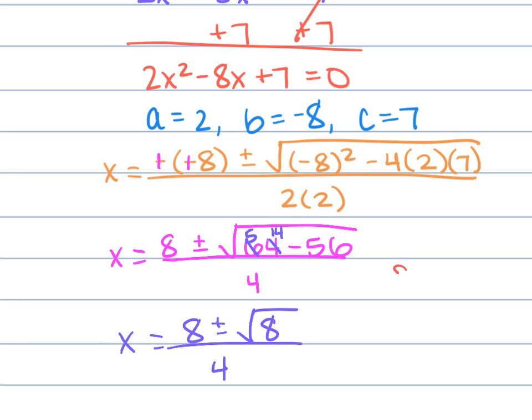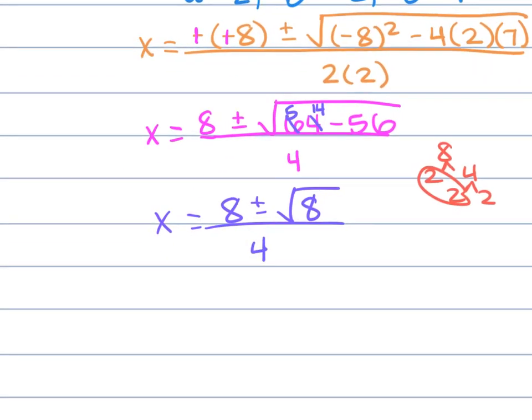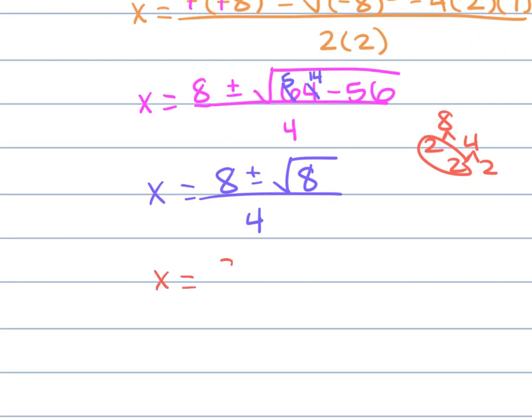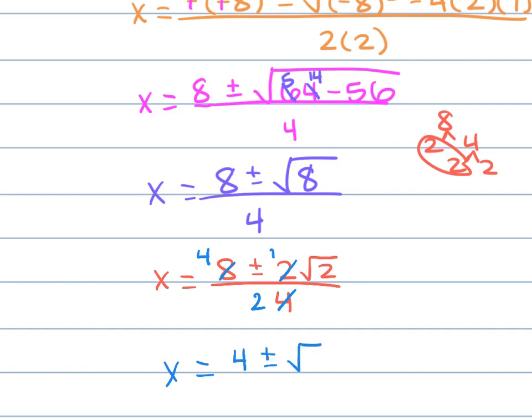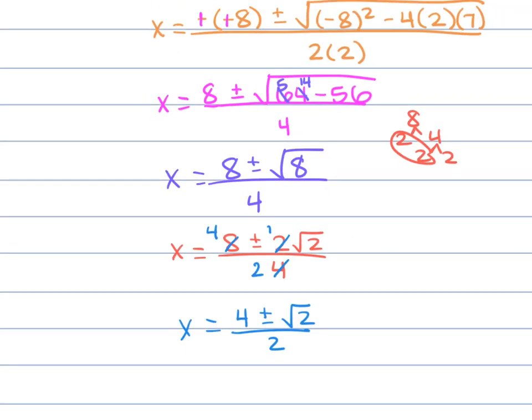From here, that 8 is 2 and 4. The 4 is 2 and 2. So 2 square root 2. So x is equal to 8 plus or minus 2 square root 2 all over 4. The 8, 2, and 4 all simplify by dividing them by 2. So we're going to have 4, 1, and 2. So x is equal to 4 plus or minus the square root of 2 all over 2.